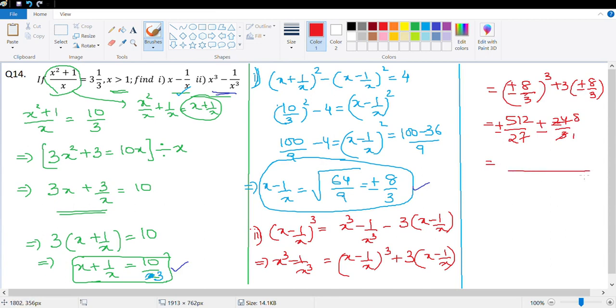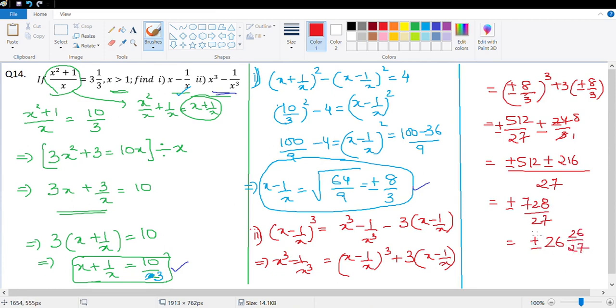Again, I take the LCM. The LCM is 27. So in the numerator, I have plus minus 512 and plus minus 8 multiplied with 27. So that's 216. In fact, I can simplify this. It would be easier. Anyway, I've already done this mistake here. So this is plus minus 728 upon 27. If you want full marks, you would write this in the mixed fraction form. So that would be plus minus 26 upon 27.